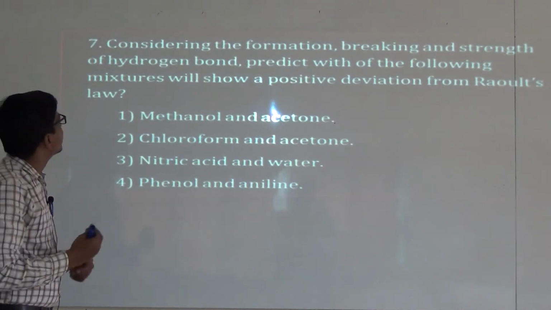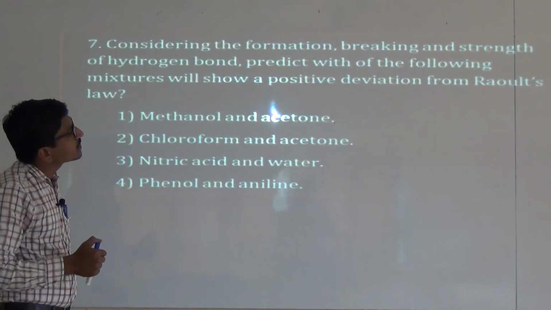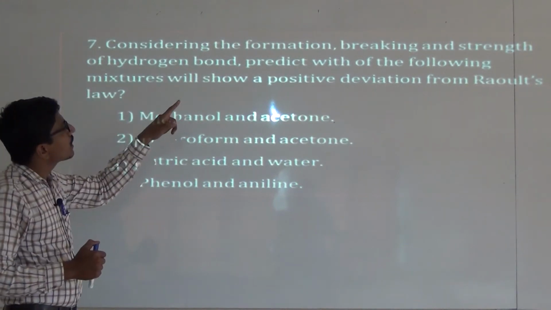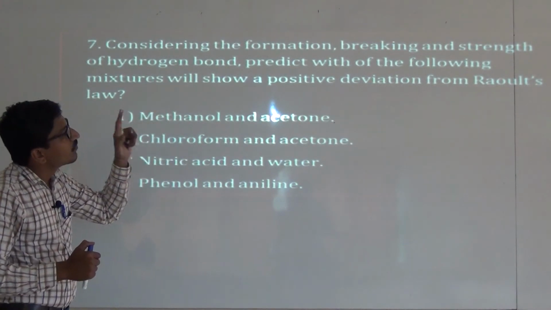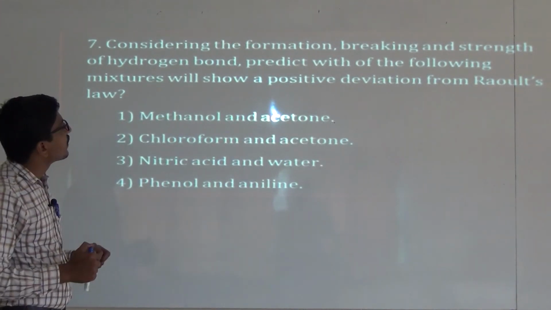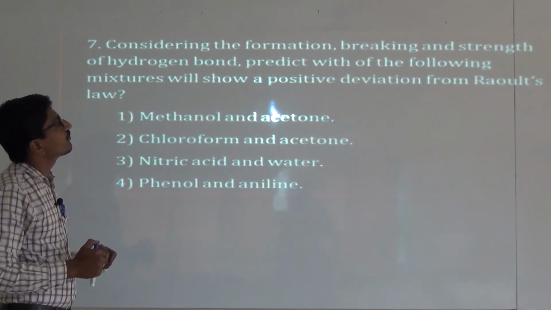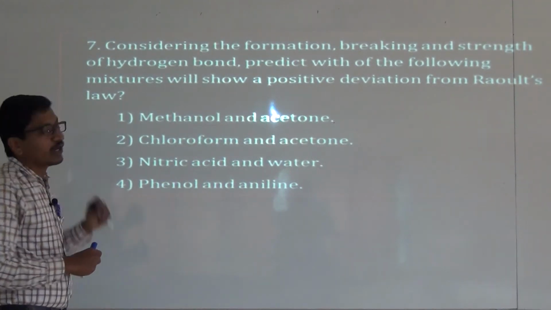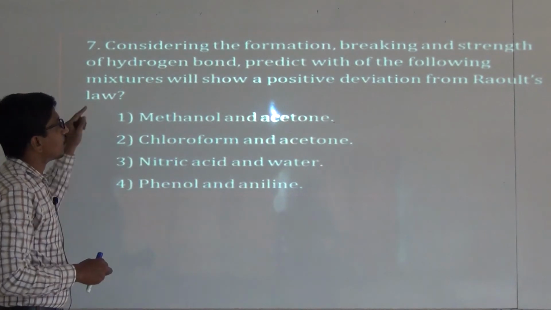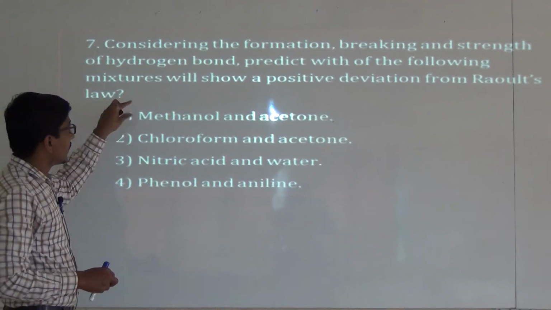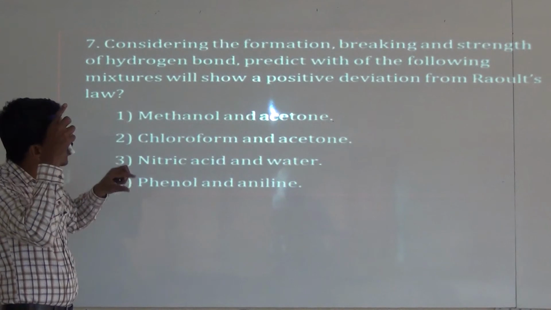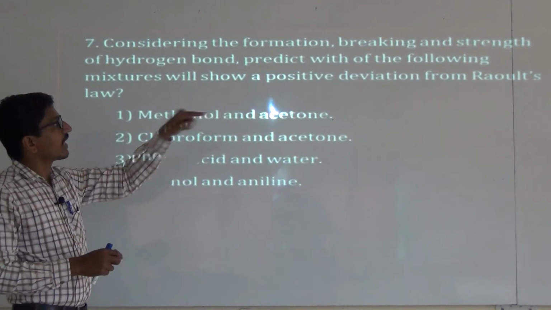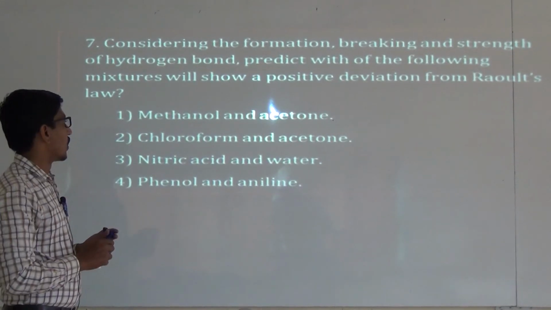Next question: considering the formation, breaking and strength of hydrogen bonds, predict which of the following mixtures will show a positive deviation from Raoult's law. There are 4 pairs of liquid mixtures, and we have to predict which liquid mixture will show positive deviation from Raoult's law depending on the formation, breaking and strength of hydrogen bonds.